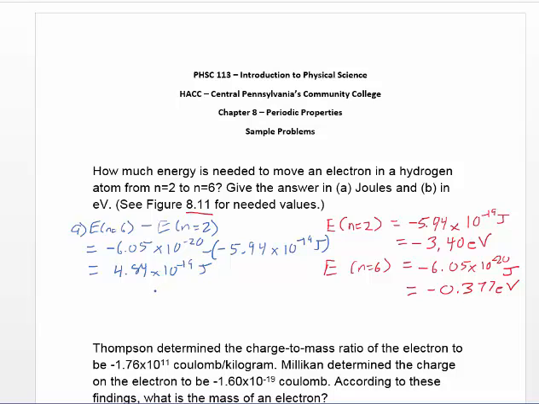And that is three significant figures, which is correct. It should be in three significant figures, as both of our input numbers were in three significant figures.